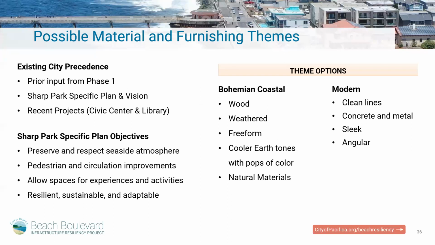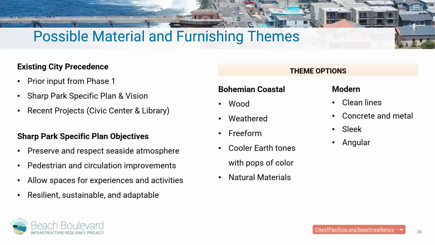So in this section, we're trying to get some feedback on two different theme options that we've developed. One is a bohemian coastal theme, which means use of wood, weathered material, free forms, more cooler earth tones with potential pops of color, and also natural materials. The other theme would be a more modern theme. So think cleaner lines, sleek look, use of concrete, metal, and more angular projections.